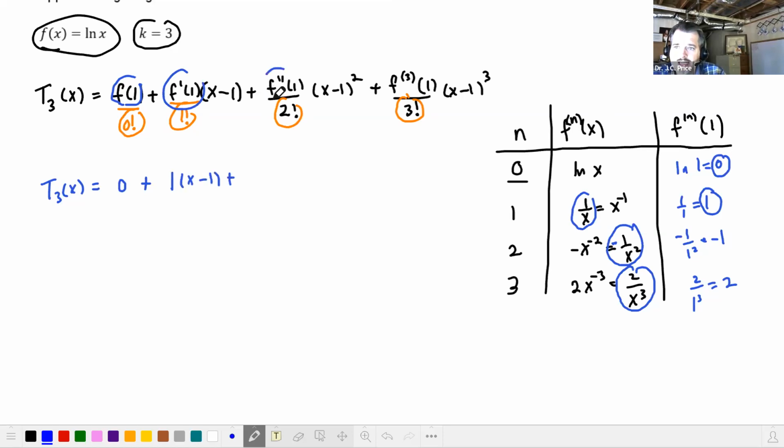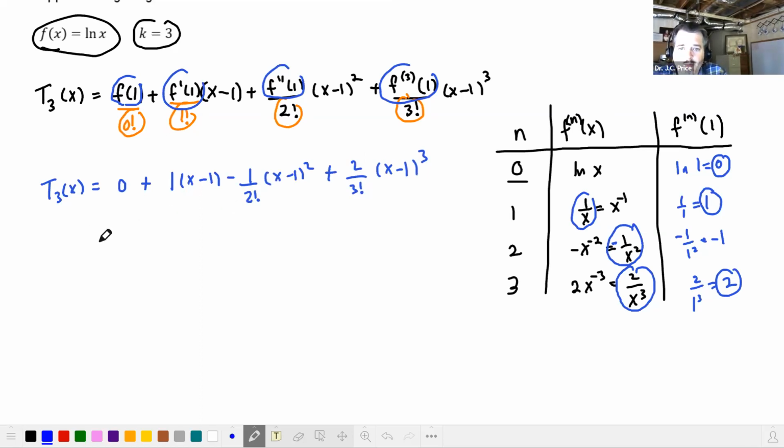Plus, the second derivative of f evaluated at 1, just come over here. What is that equal to? It's negative 1. So I'm going to write this as minus, and I'll plug in that negative 1. So it's minus 1 over 2 factorial times x minus 1 quantity squared. And then finally, plus, what's the third derivative evaluated at 1? Well, that's a 2. And so I have 2 over 3 factorial times x minus 1 quantity cubed. And so there's my third degree Taylor polynomial.